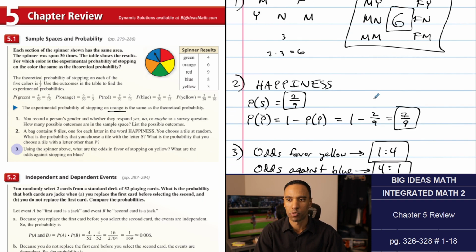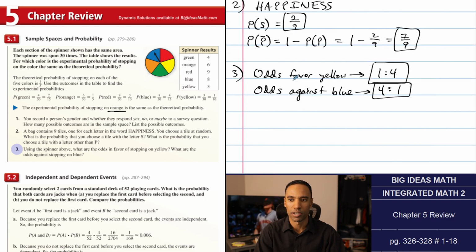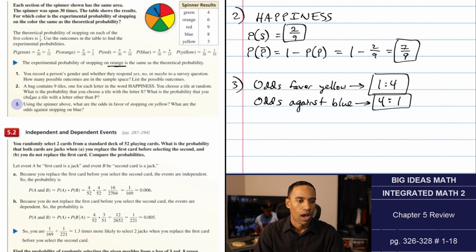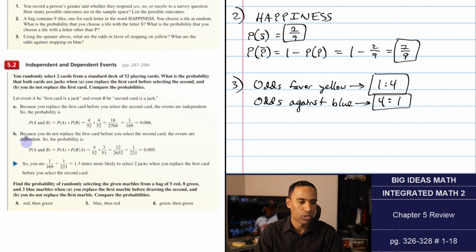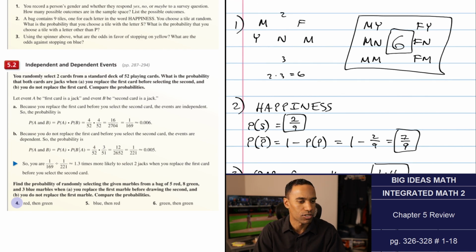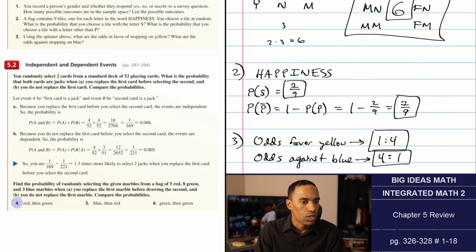And that's part of the sample space stuff, or at least the first one, was a part of section 5.1 for probability. All right, section 5.2, before we do the 4, 5, and 6, let's take a look at the examples they give on independent and dependent events. Okay, you randomly select 2 cards from a standard deck of 52 playing cards. What is the probability that both cards are jacks when you replace the first card before selecting and when you do not replace the first card? Compare the probabilities. So they do these examples here.